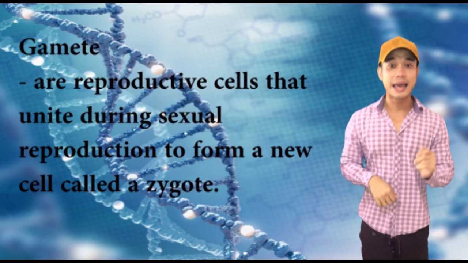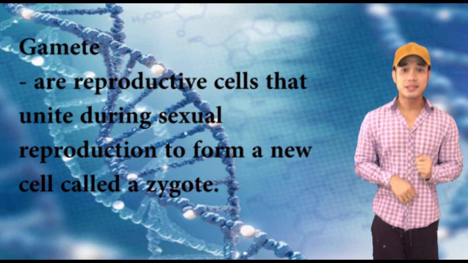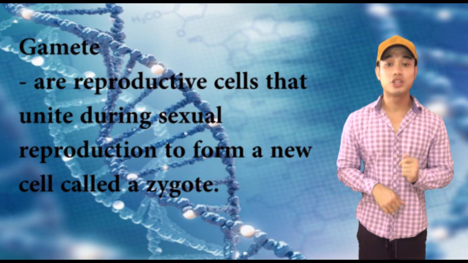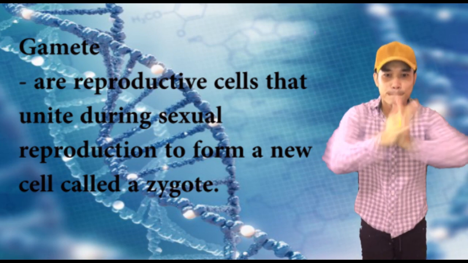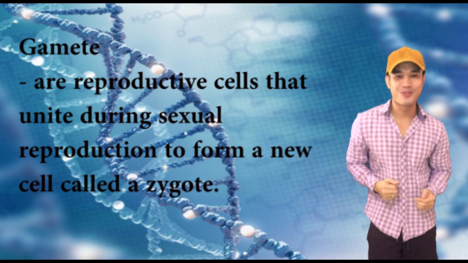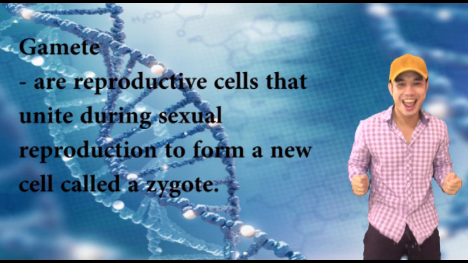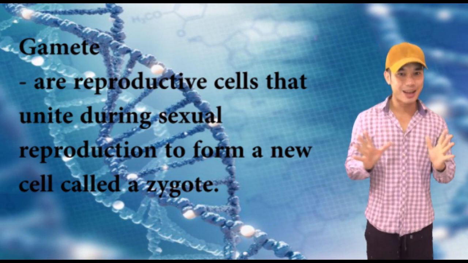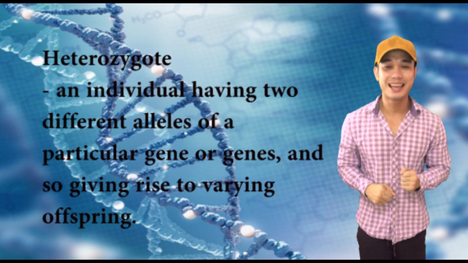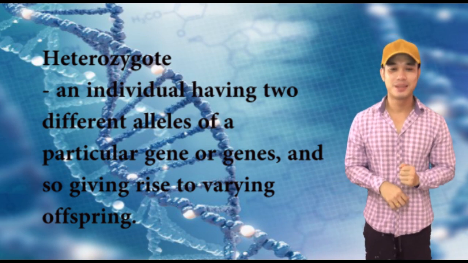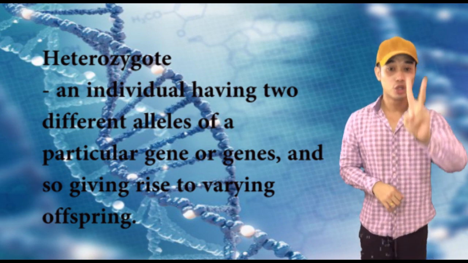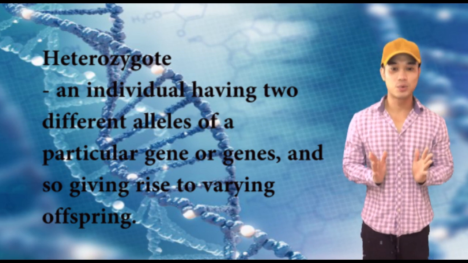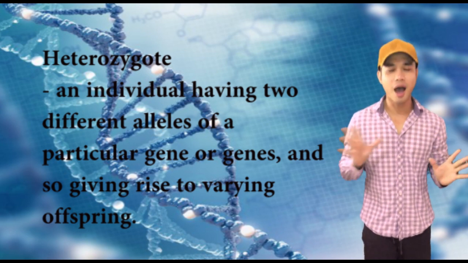Next is the gamete. What is gamete? Gametes are reproductive cells that unite during sexual reproduction to form a new cell called zygote. Next is the heterozygote. It is an individual having two different alleles of a particular gene or genes, and so giving rise to varying offspring.